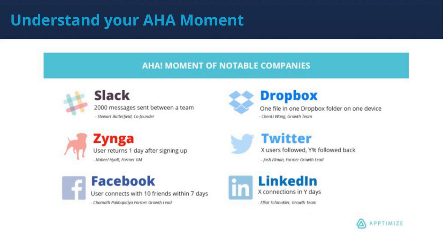In Twitter, when X number of users followed and then Y% followed back, and LinkedIn similarly creating a certain number of connections. So the first thing we would always recommend for any mobile team is to try and identify and figure out what that aha moment is and start making these iterative tests and improvements to drive your users towards that direction.